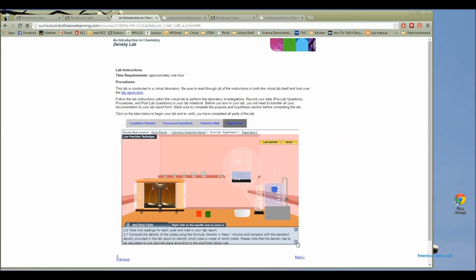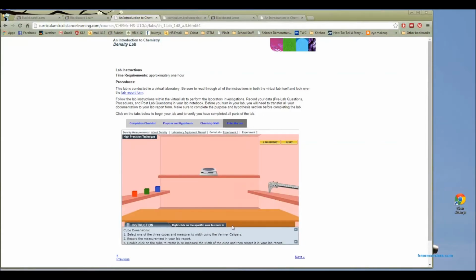So go through and complete all the steps. I'm not doing the lab for you. I'm just showing you how to use the materials. Take your cube out, and let's look at experiment 2.